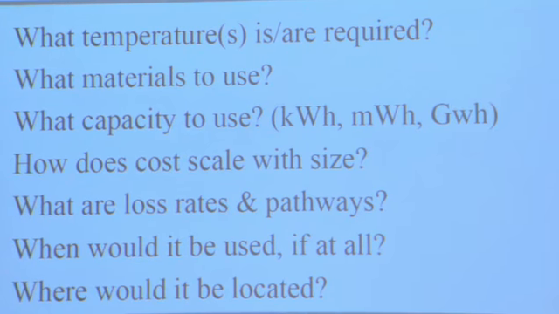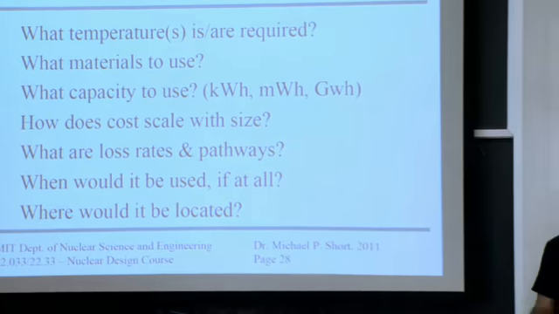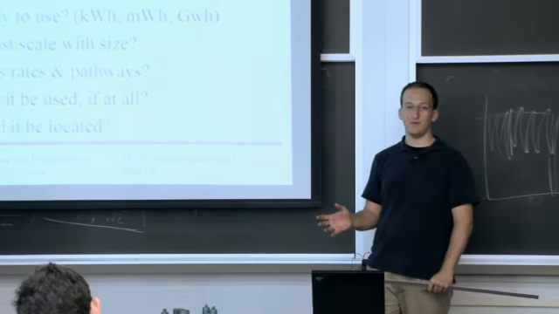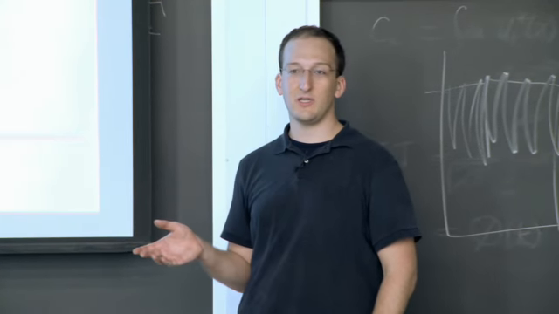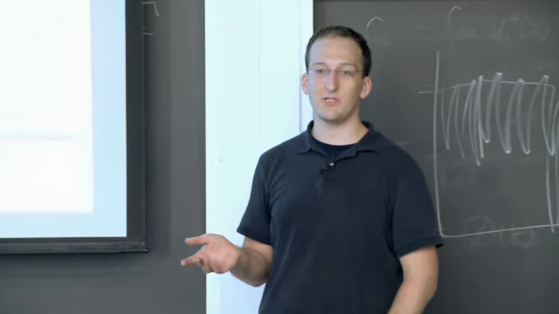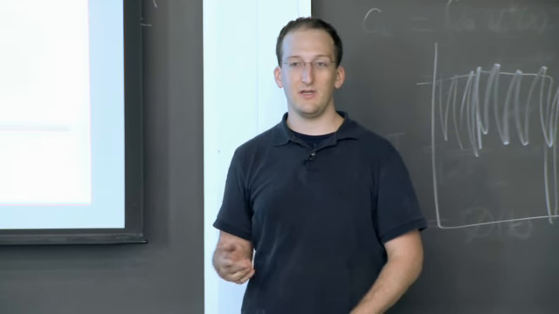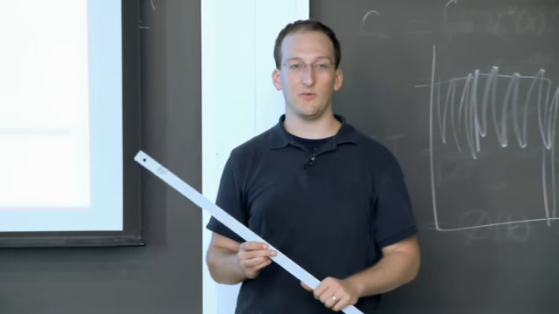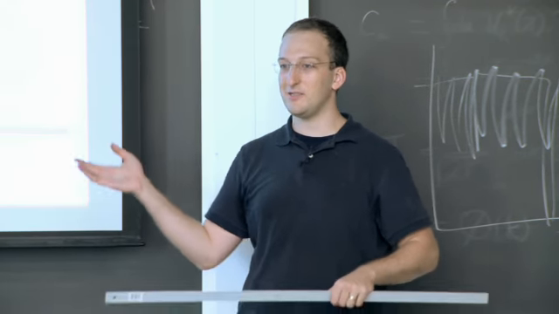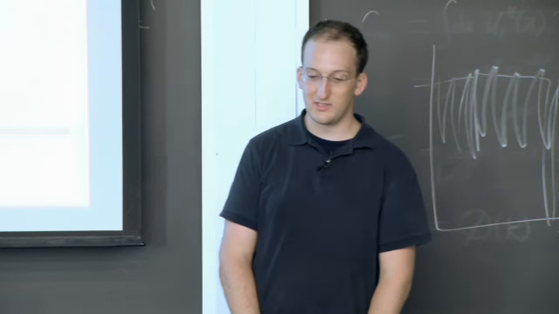How does cost scale with size? So for example, if you have a megawatt hour tank of molten salt versus a gigawatt hour tank of molten salt, how much more does it cost to increase your storage capacity by a factor of 1,000? Do you start getting diminishing returns, or does the cost sort of plateau to the point where you can say, beyond here, it doesn't even matter what the cost is, it stays pretty much the same?